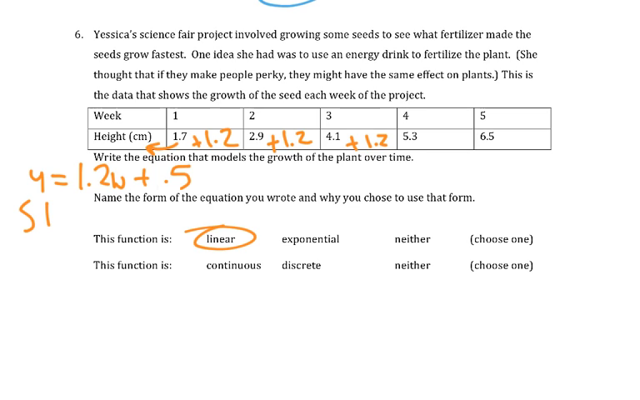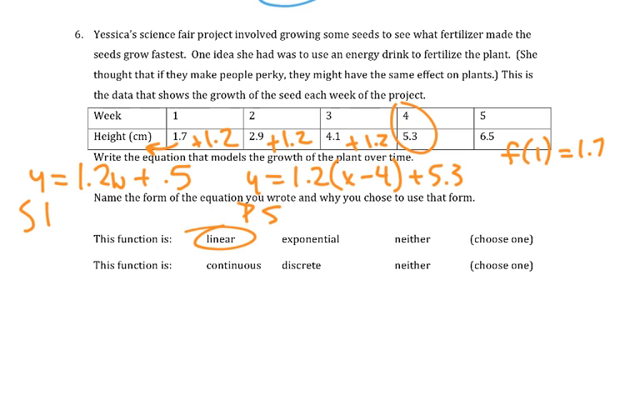Not 1.5. Okay, if we did the point slope, we could take any of these points, say this one, and go y equals 1.2 times x minus 4 plus 5.3. And if we did recursive, we could do f of 1 equals 1.7, f of n equals f of n minus 1 plus 1.2. So really, it's kind of up to you. Now, plant growth, I would say that's continuous. A plant is constantly growing even though we can't always see it very well.